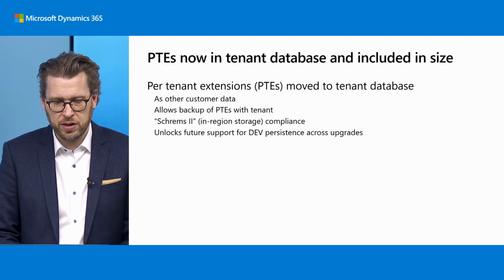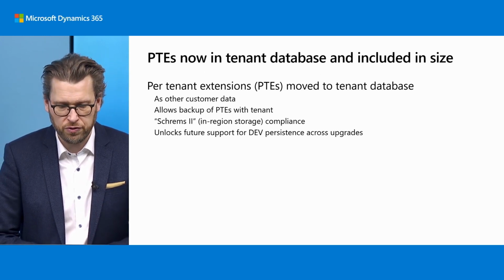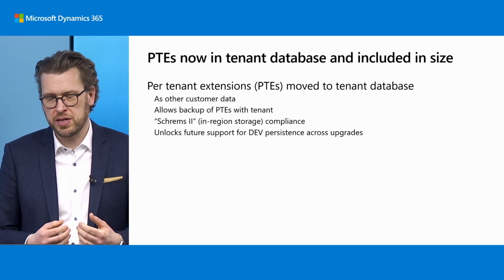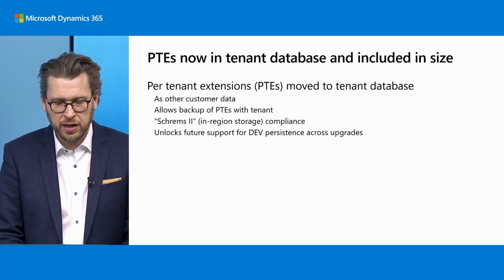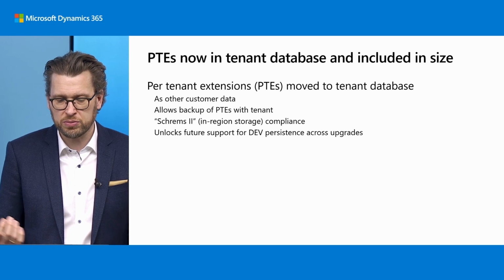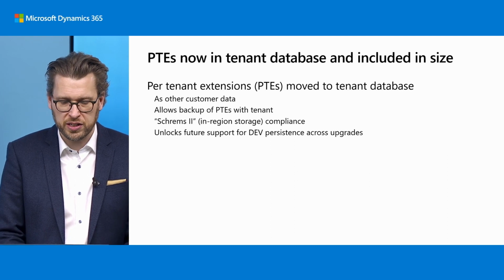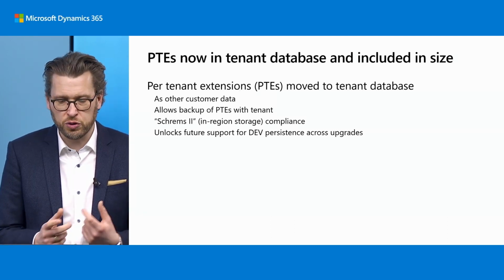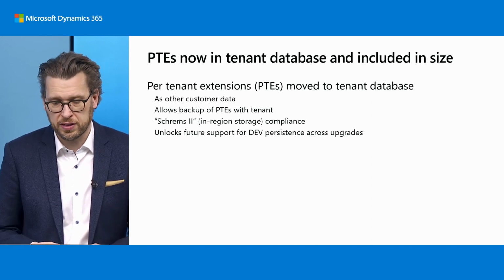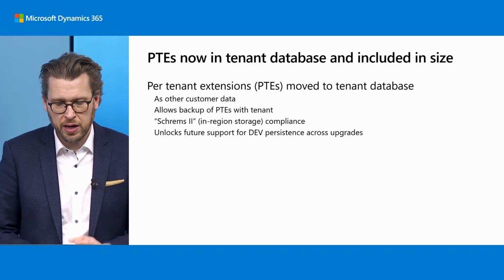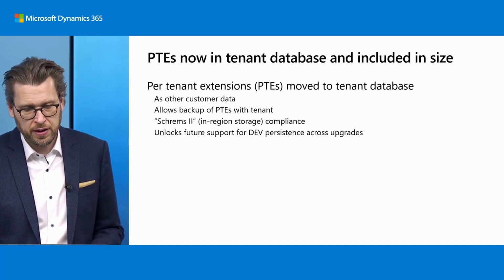And then I want to highlight that per tenant extensions have now moved to the tenant database itself. That means that it's together with any other customer data. It allows backups of PTEs together with the tenant. It also means that we are in compliance with Schrems 2, which basically means that we need to have in-region storage of all the customer artifacts, including per tenant extensions. And it also unlocks future support for having dev extensions persisted across sandbox updates or upgrades, something we're not doing today. I don't have a timeline for that, but this lays the ground for being able to do that, right?